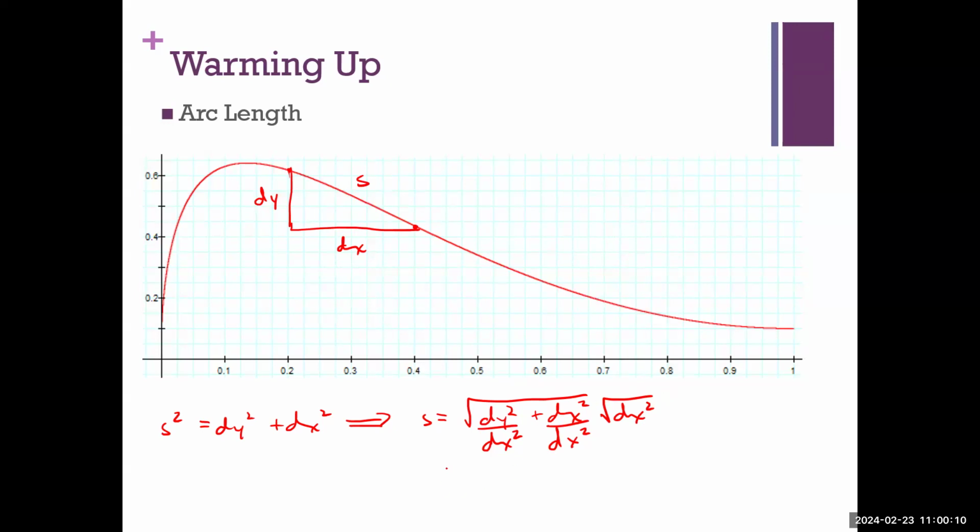So why have I done this? Here's why. My arc length becomes this. What's dy squared over dx squared? That's dy over dx, all squared. What's dx squared over dx squared? 1. What's the square root of dx squared? dx. So basically, if I want to find the arc length over this whole interval, I don't want to just do one interval, right? I want to add all these together.